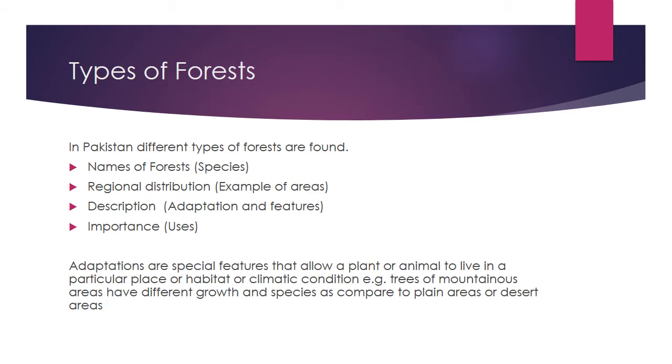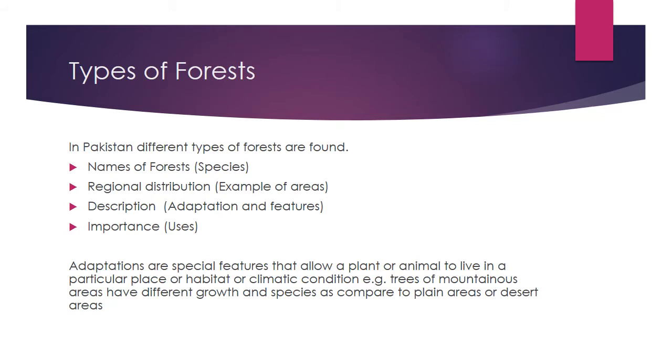First we will discuss the names of forests, for example, Alpine Forest, Coniferous Forest and their species as well. Then we will discuss about the regional distribution of these forests. Regional distribution means which are the areas where we can find these forests, either in mountainous areas, plain areas, desert areas or in coastal areas.